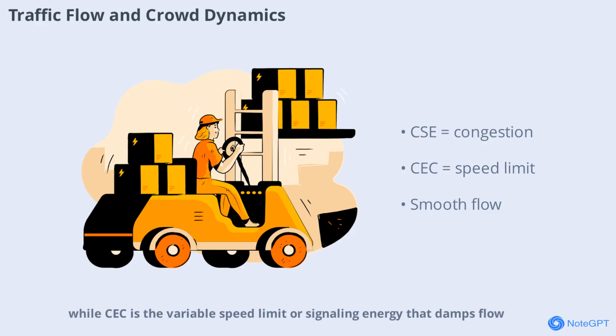or signaling energy that damps flow. By increasing CEC in congested areas, the system can smooth traffic, reduce jams, and improve throughput. This principle is used in smart traffic control and crowd management.